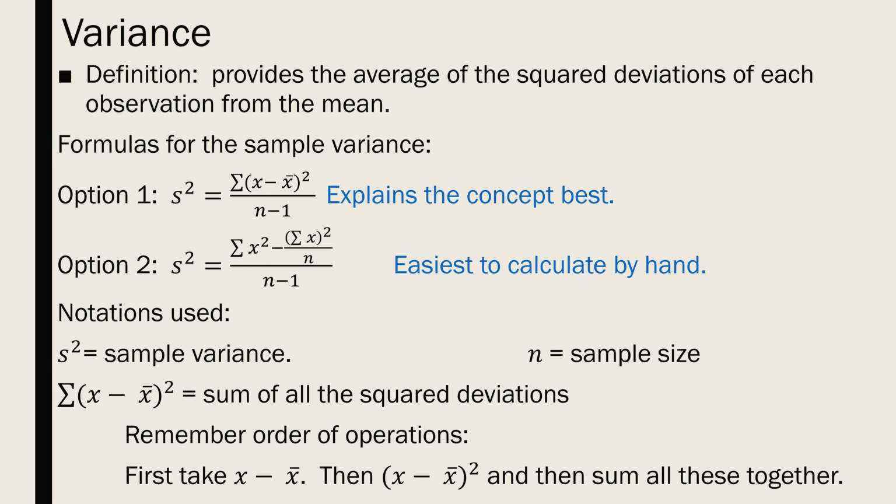Variance provides the average of the squared deviation over each observation from the mean. There are two formulas we can use to calculate the sample variance. The first option is the best at explaining the concept. Remember that variance measures how far away each observation falls from the mean. The second option has its advantage too. It is easiest to calculate by hand.